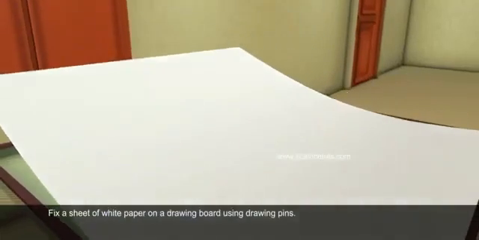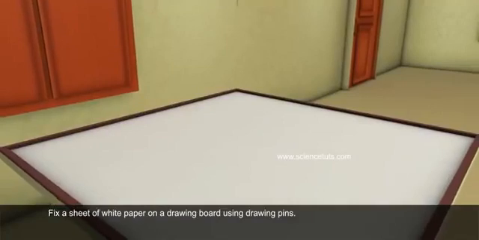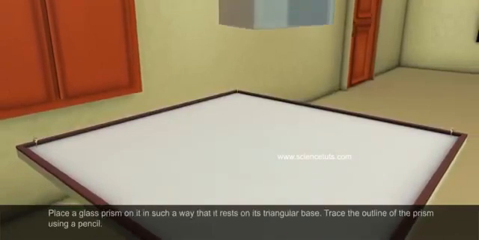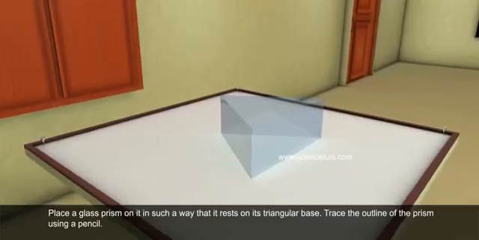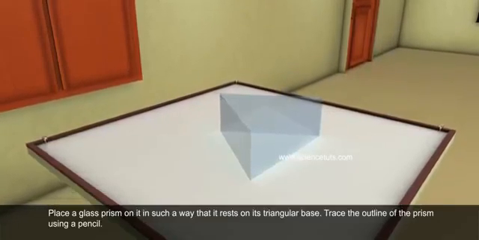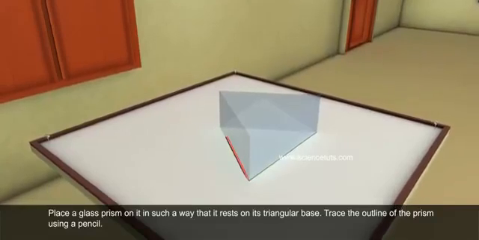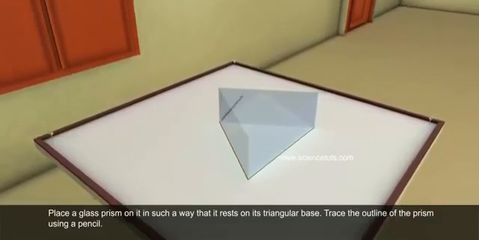Fix a sheet of white paper on a drawing board using drawing pins. Place the glass prism on it in such a way that it rests on its triangular base. Trace the outline of the prism using a pencil.